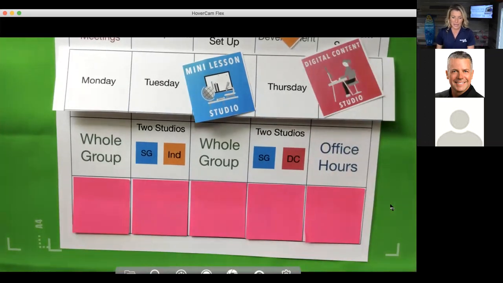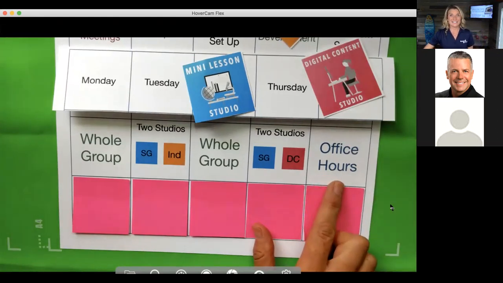Friday, office hours. Just because it says Friday office hours doesn't mean you get to go out, hang out with your friends halfway through the day. It means you got to get your work together and get ready for the next week.